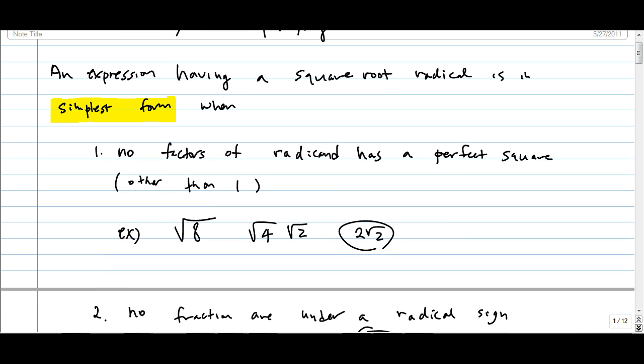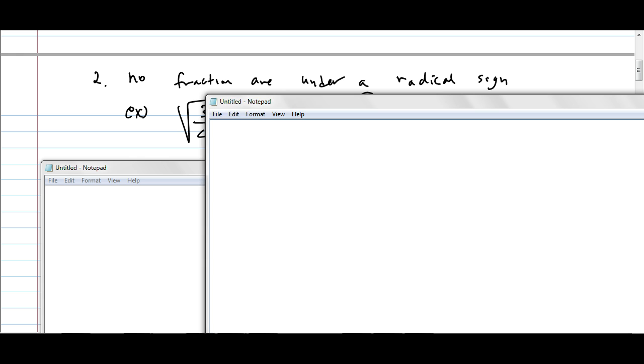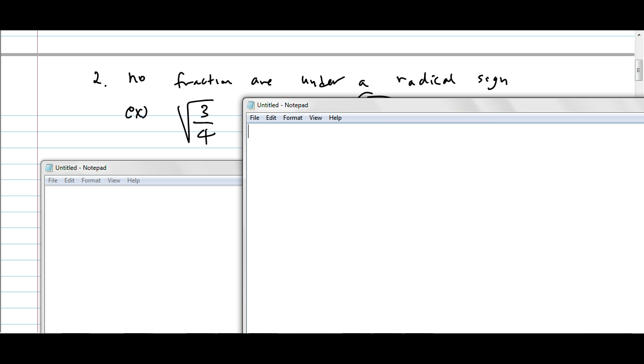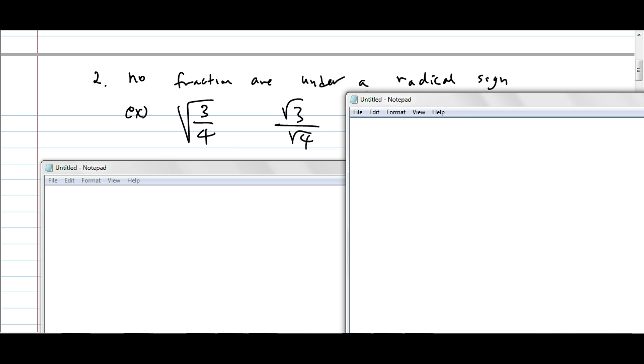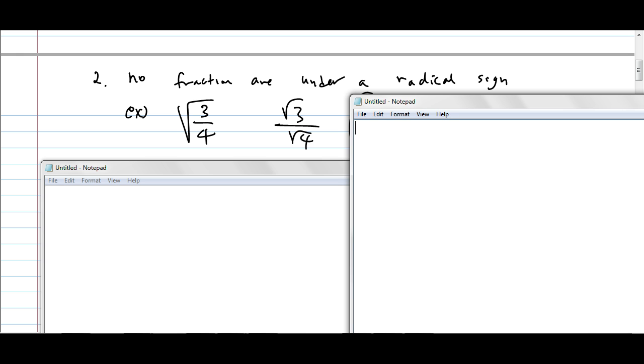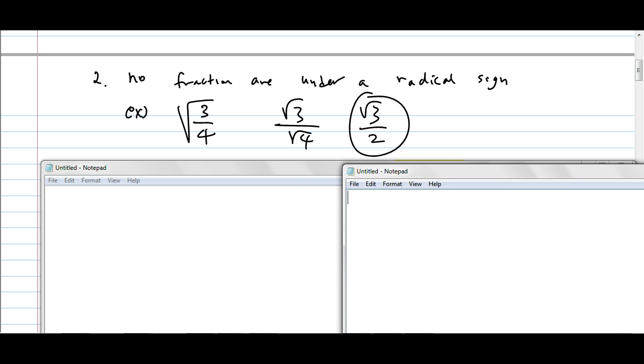Second rule is this: no fractions under a radical sign. Okay, write this down. So for example, could I leave the square root of 3 over 4, or something like that? Is that simplified? No. You've got a fraction under a radical sign. You can't do that. How do we simplify this? Square root of 3 over square root of 4, which is the square root of 3 over 2. Yeah, like that. So you cannot leave the whole thing under the square root.